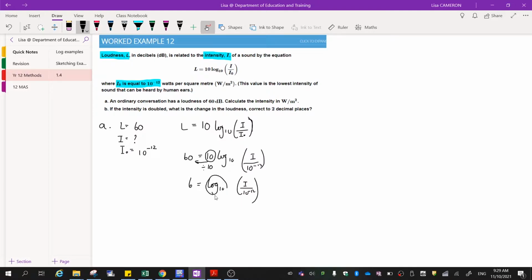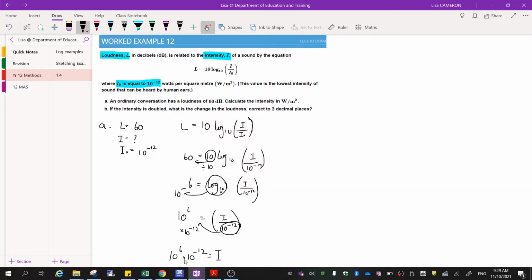Next thing I'm going to move across is our log. Now whatever the base is here is what's going to be the base over here, and it'll be to the power of that. So it'll be 10 to the power of 6 is now equal to I over 10 to the power of negative 12. Okay, so next thing that I want to do is currently this is dividing. So I want to take this across by multiplying the other side by 10 to the power of negative 12, which will give me 10 to the power of 6 times 10 to the power of negative 12 is equal to I.